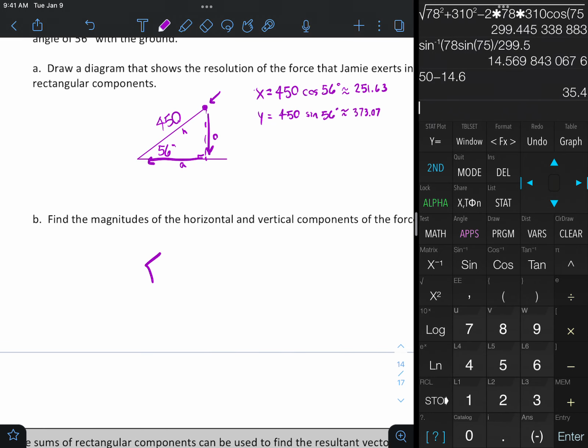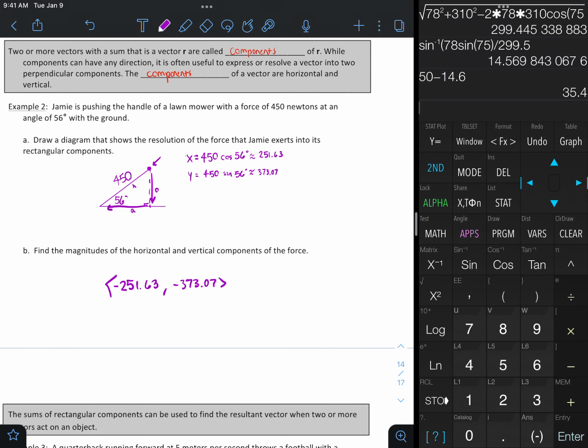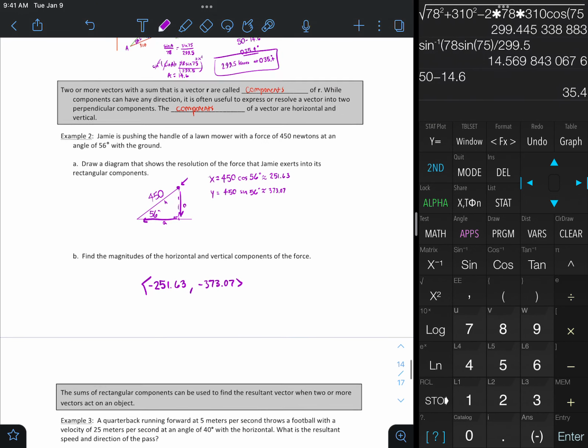The only thing I'm going to do here is make sure the signs are right. I'll take the same numbers we got, but instead of saying 251.63 going right, I'll say it's going backwards, 251.63. That's tied to the way you draw it; right or left, the x could change. But there is definitely a downward force, so your y should definitely be negative, regardless of how you sketch it, because the force is going down. So there you go. That's how you do components.